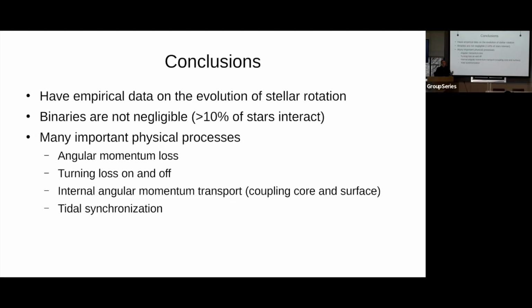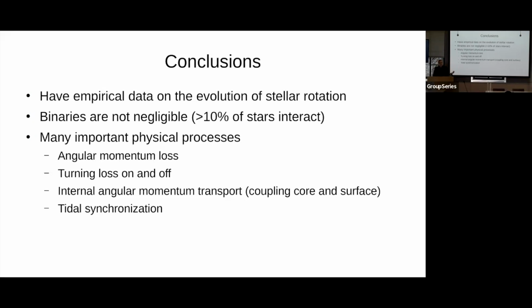And that there's quite a bit of physics that's going into this tracing of the angular momentum and the rotation rates of these stars. You've got angular momentum loss, but you're turning it on the pre-main sequence. You're kind of stopping it on the main sequence. You're turning it back on the red giant branch, and it kind of continues.